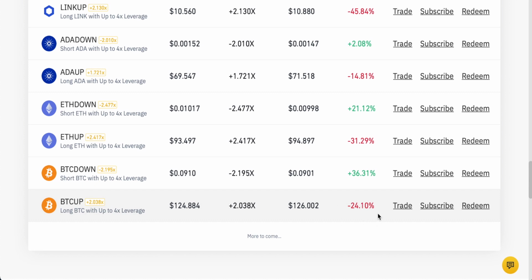This has also moved down, but because it's leveraged, it's moved down even more than the Bitcoin price. This is essentially going long Bitcoin though. So when you buy an up token, you're going long, you are betting that the price goes up, and you will benefit if the price goes up, and you'll also lose money if the price goes down. Conversely then, down tokens are the exact opposite, and you can see this token is actually up 36% right now.